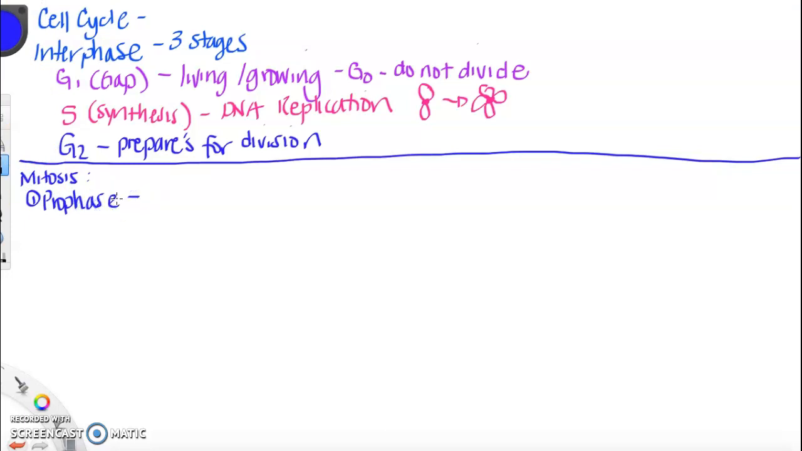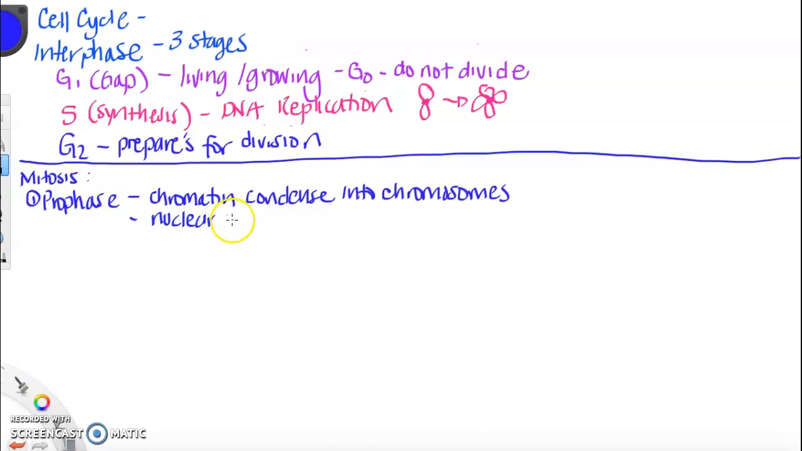So what happens during prophase? Well, in prophase, the chromatin condenses into chromosomes. The nuclear envelope goes away. It dissolves.